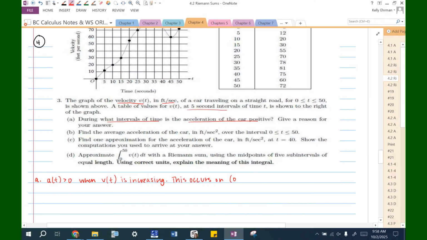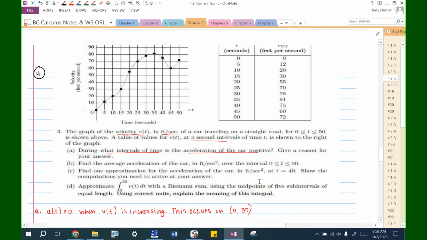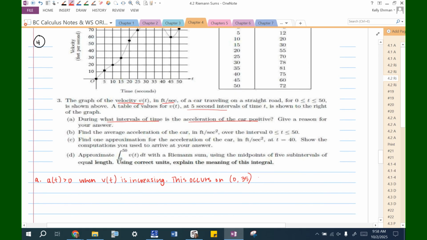So I'm going to use interval notation for that. What did I just say? 0 to 35, yep, and 45 to 50. So I already gave my reason first. I answered it. Should be good for part A. Part B, find the average acceleration of the car in feet per second over this interval. So average acceleration.